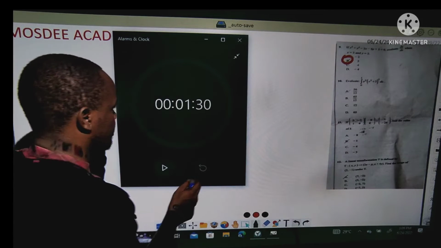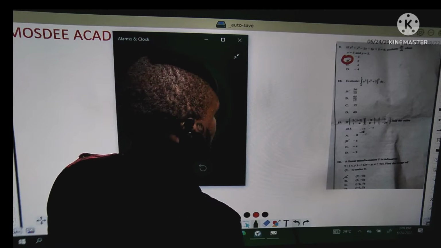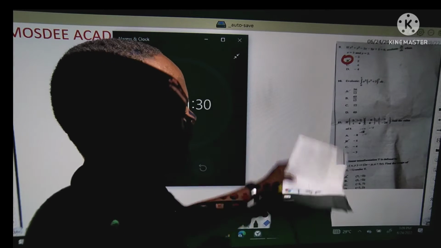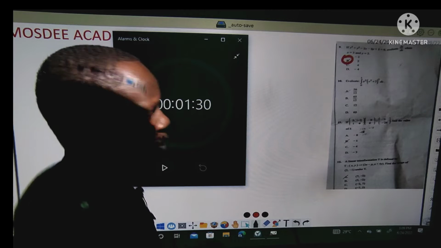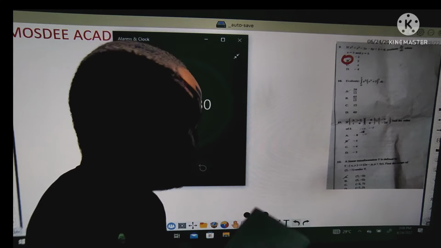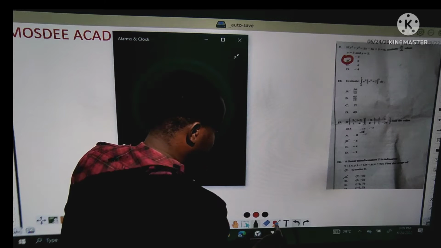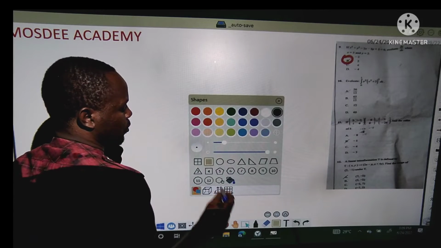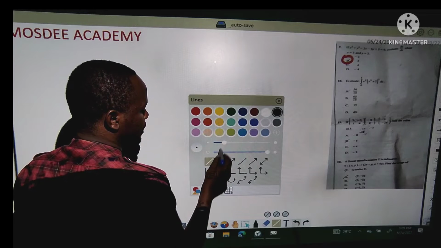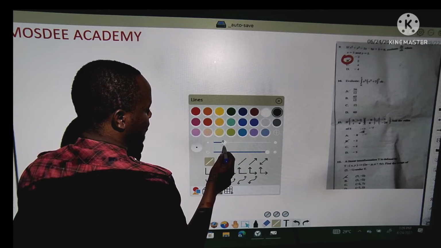The next one should be integration. This one could have been faster if I used my own method, but because you are doing basic level questions, I'm only going to use your method, which is expanding. So I will expand that for you guys to see.